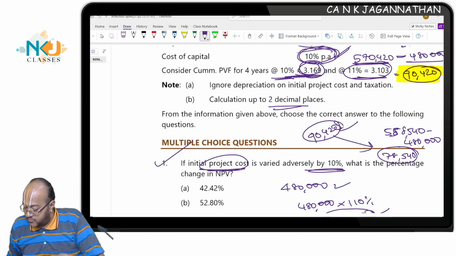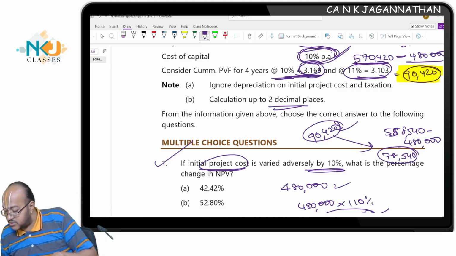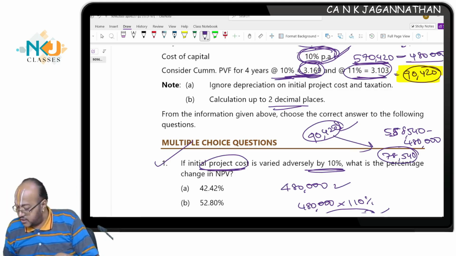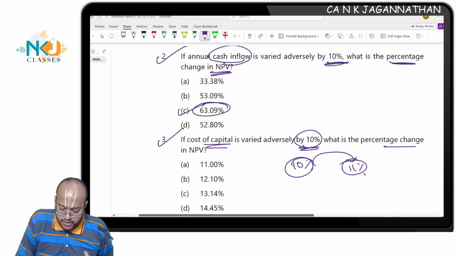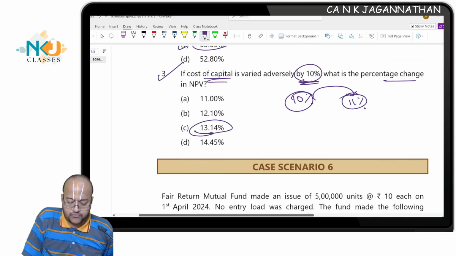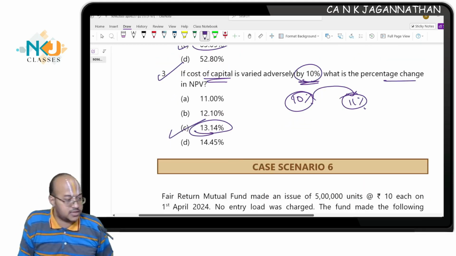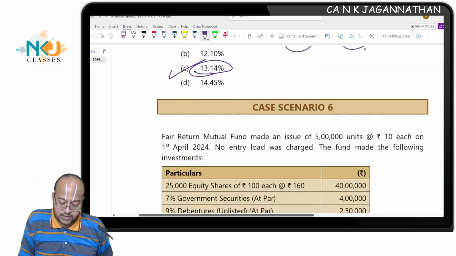I'll find out the difference here. What is the difference? 11,880 is the difference. So 11,880 divided by 90,420. What is the percentage? 13.138, so 13.14. C is the solution. Are you all comfortable with the case study? Shall I move on to the next case scenario?